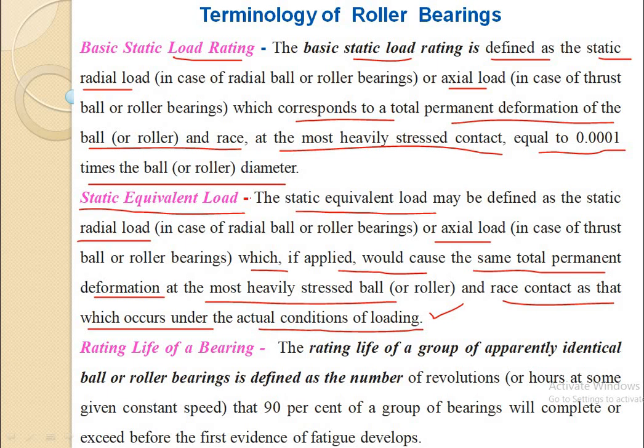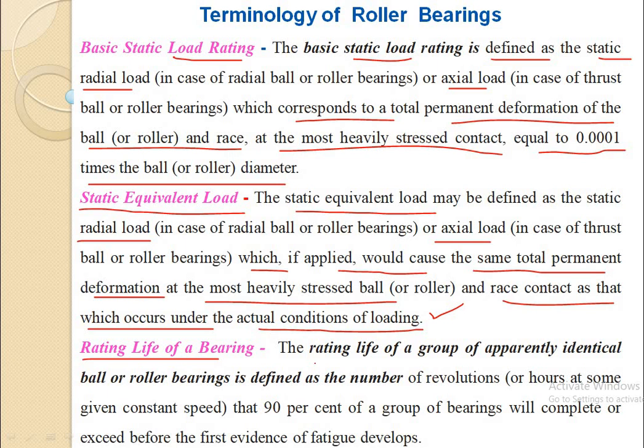Now next definition is the rating life of bearing. This is most important definition. Rating life of bearing means we are rating the life of bearing. It is the actual life of bearing. How we can define a life of bearing? कितने समय तक हम उस बेरिंग को यूज कर सकते हैं, उसको बोलते हैं लाइफ ऑफ बेरिंग. For how much time period we can use that bearing.